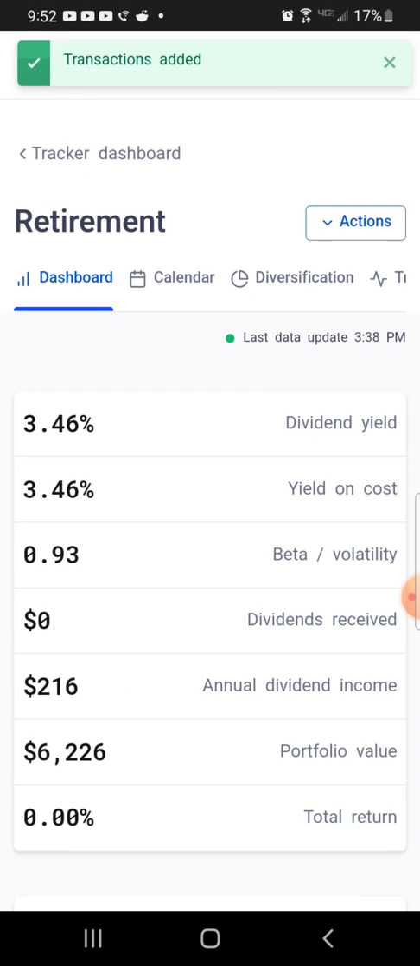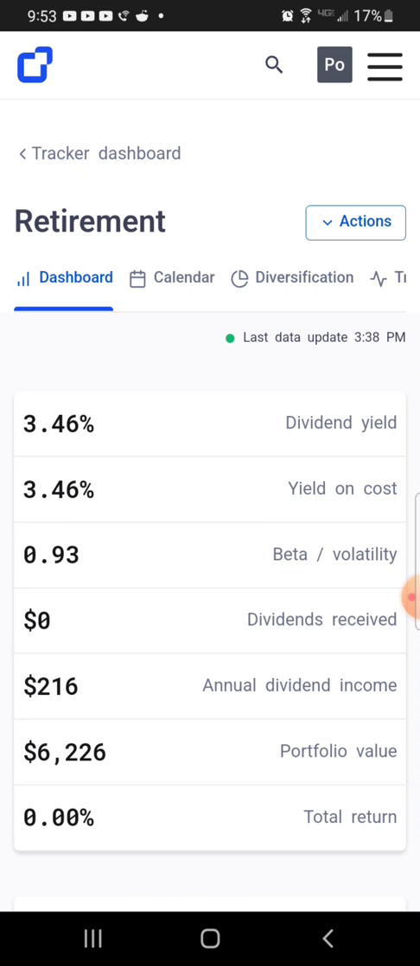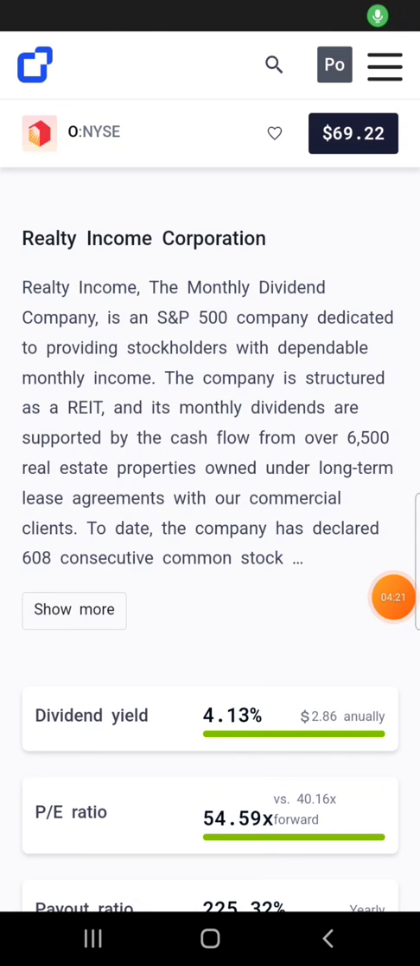You see that dividend yield still jumping up. So I added O, Realty Income. And let's go check out O. I know y'all already know about O, but it don't hurt to check on it again. So O, Realty Income Corporation. This is one of the best dividend stocks to be in for dividend income. It's a monthly paying dividend stock. And a lot of people use this in their retirement to get a consistent, steady dividend back from their stocks.